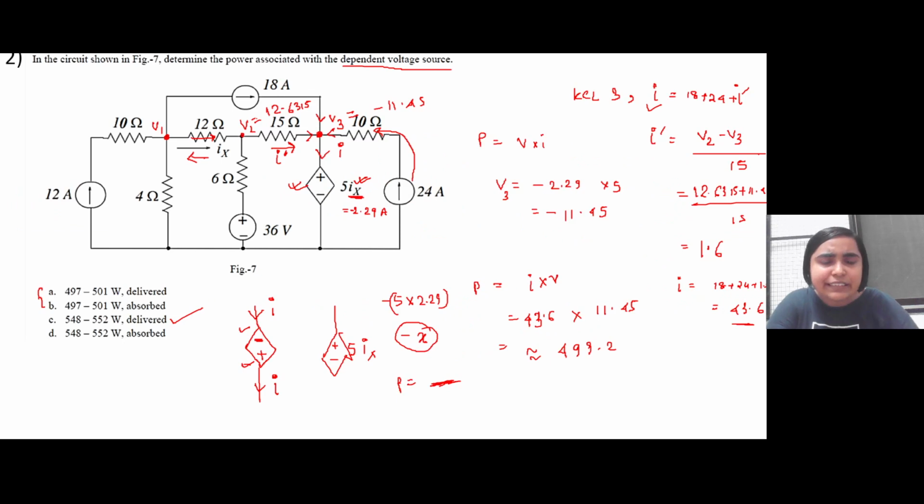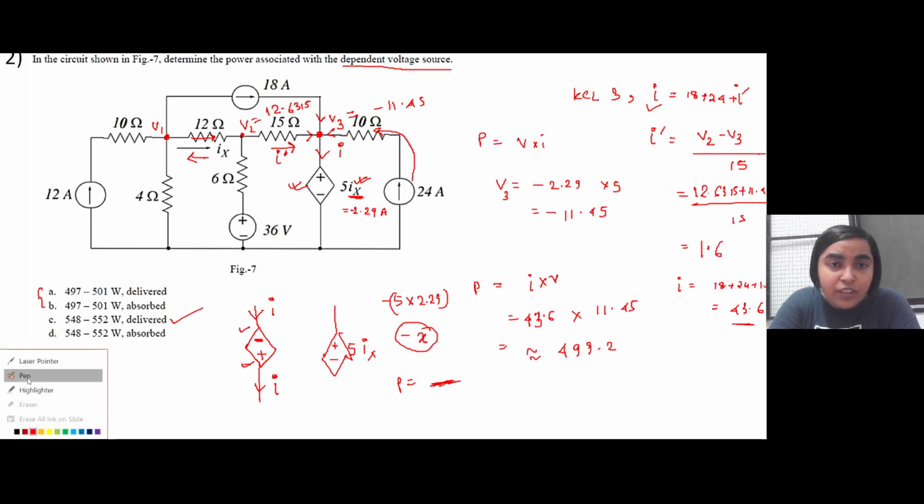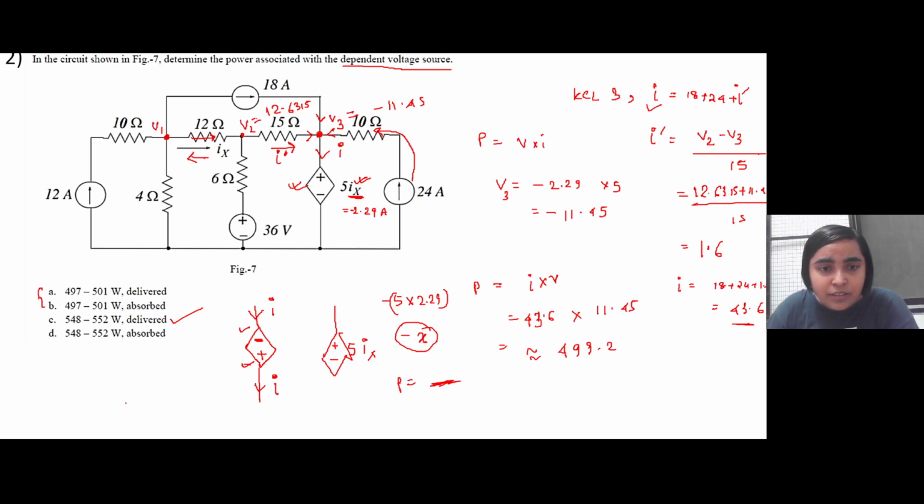Ma'am, what's the V3 value? Minus 11.45, ma'am. Yes, 11.45. Okay, ma'am. Thank you. Yeah. Go ahead, ma'am.